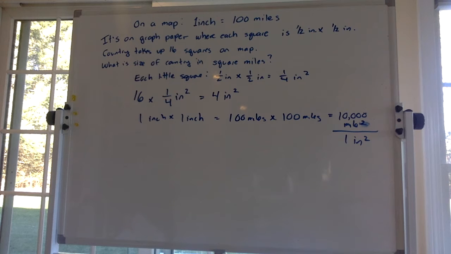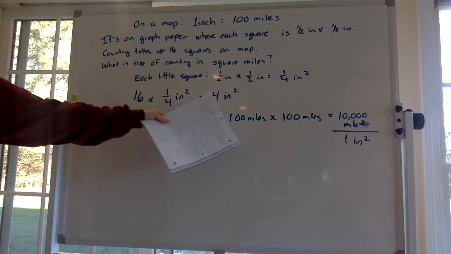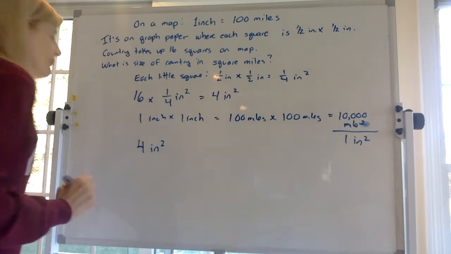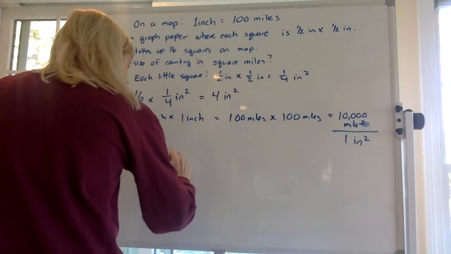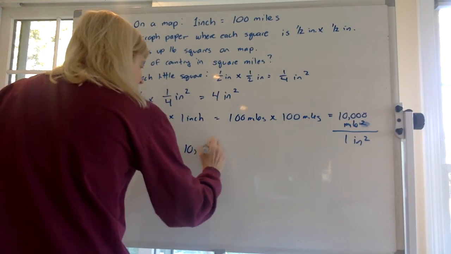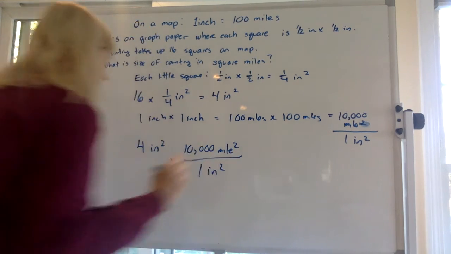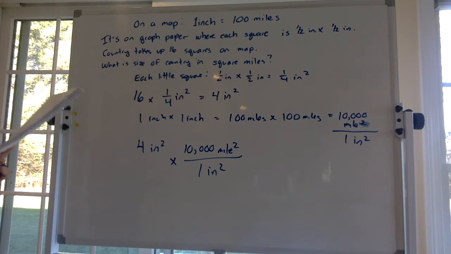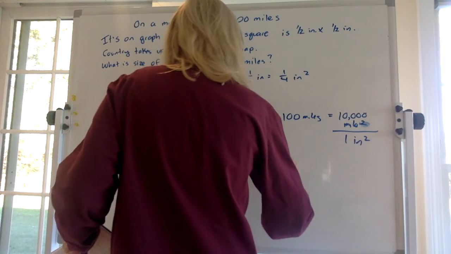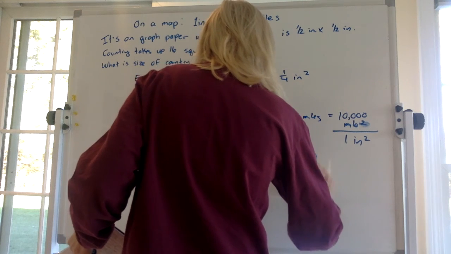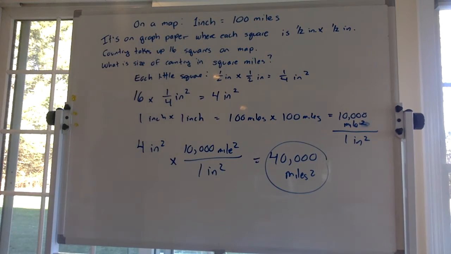So how many inches squared did we have for this country on the map? We have 4 inches squared. So the country takes up 4 inches squared, and we just figured out it's 10,000 miles squared per 1 inch squared. So the inches squared cancel out, and you get 40,000. What? Miles squared.